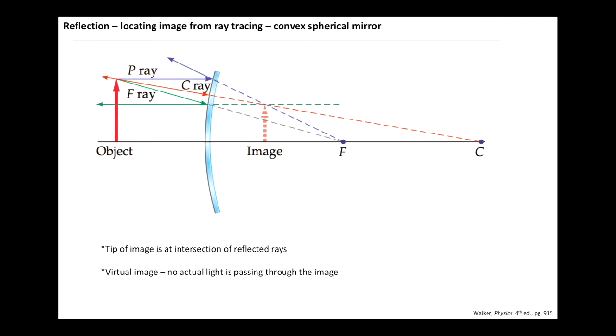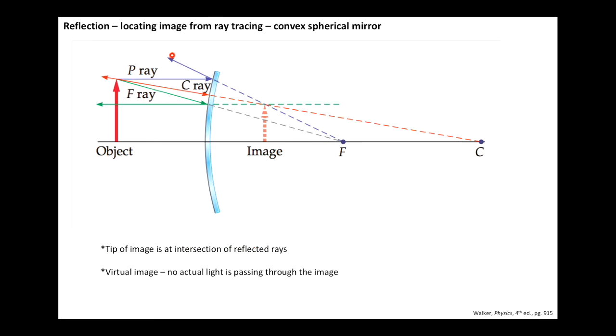Do you see the magic that happened here? Okay? Images are created by the reflection. So we're looking at where the reflected rays come together. You can see that that's the first point at the bottom. The tip of the image, the top of the image, is at the intersection of the reflected rays. So look at the ones that have bounced off.